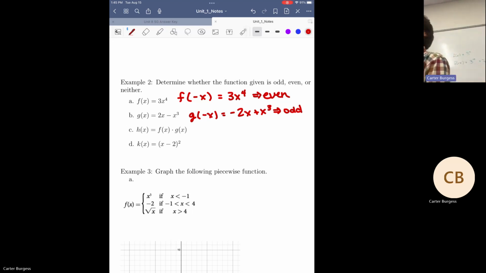So how do we check to see if h is going to be even or odd? What's my test? Plug in what? Plugging in -x, absolutely. So in this case, we say, well, what is h of -x? Substituting in -x into this side of the equation, we get that this is going to be f of negative x times g of negative x.